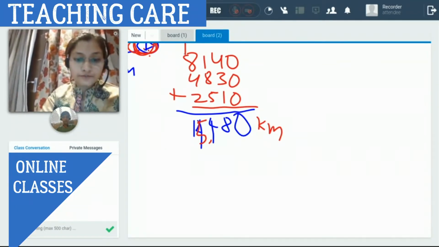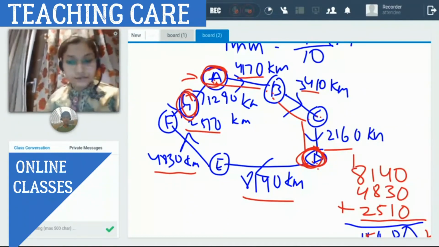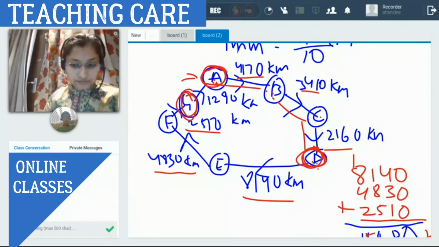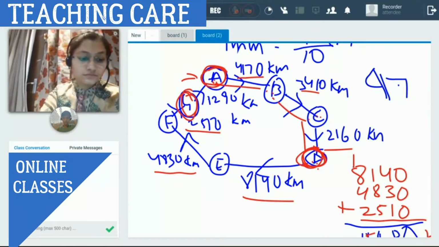return back to A. That means it starts from this point and moves all around and comes back to this point. Now you are going to add up all the quantities.